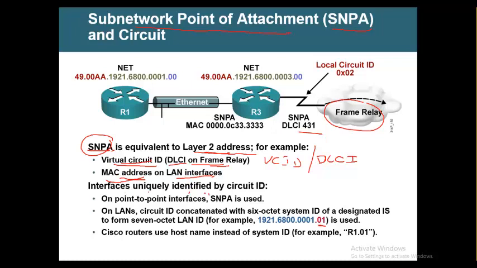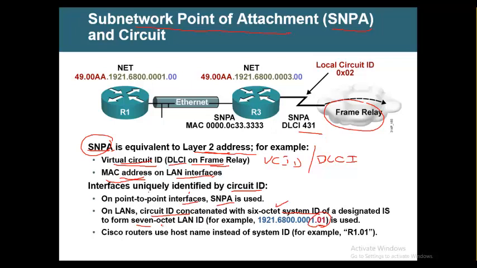Interfaces are uniquely identified by circuit ID. Every single interface has one circuit ID. On a point-to-point interface, SNPA is used. On a LAN, the circuit ID is used. Circuit ID is the 6-octet system ID. So it uses the system ID plus the circuit number here to distinguish them. So there will be 7 octets now.